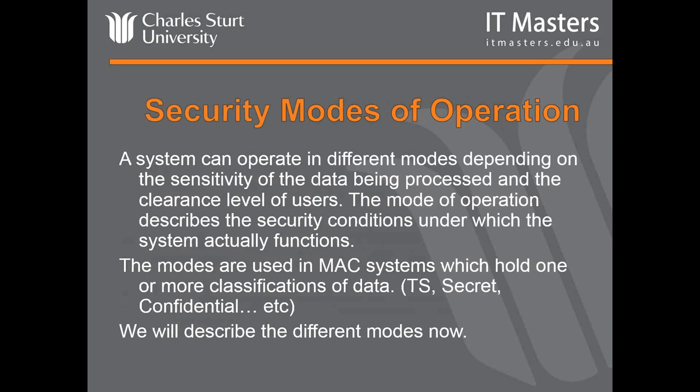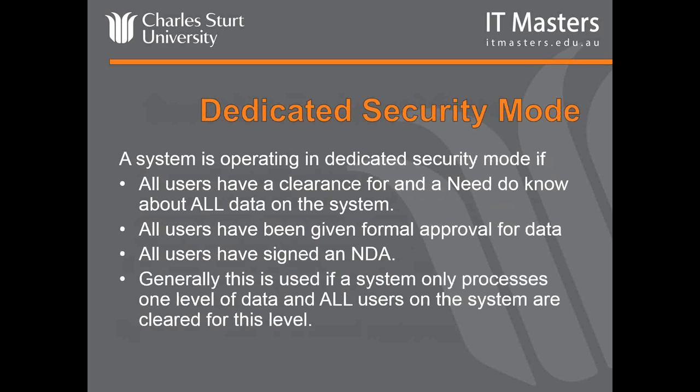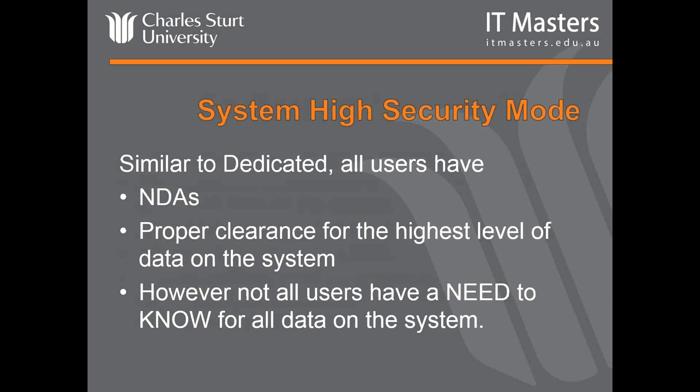So security modes of operation, we're going to think about how we do that. And we're going to talk about different mandatory access controls when we're looking at top secret, secret, confidential, and all the rest. So first of all, dedicated security mode. People have a need to know all data in the system, formal approval, everyone signed an NDA, world is lovely, everyone does what they're told, and everyone's cleared, and no one like Snowden comes out and leaks information. So dedicated security mode, well, we need all of these things for it. High security mode, similar to dedicated, all users have NDAs, proper clearance, and not all users have need to know. So people can go across different levels.